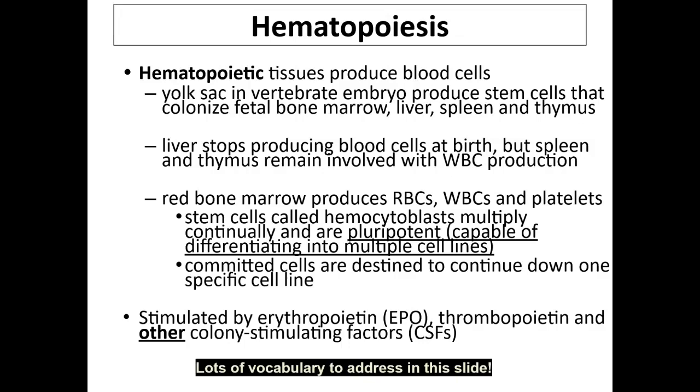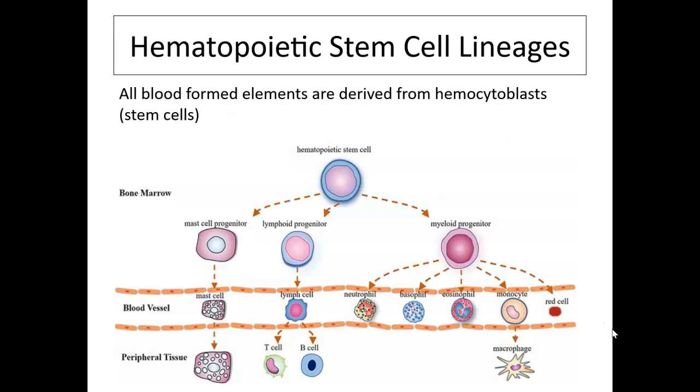The red bone marrow is the site of hematopoiesis throughout our lifetime. I'll discuss the different cell lines individually, as well as erythropoietin, thrombopoietin, and other colony-stimulating factors, and their role in the production of the various blood cell types. This is an illustration of the hemocytoblast, labeled here as the hematopoietic stem cell, right at the top. You can see the different lineages or cell lines that result from the stem cell.